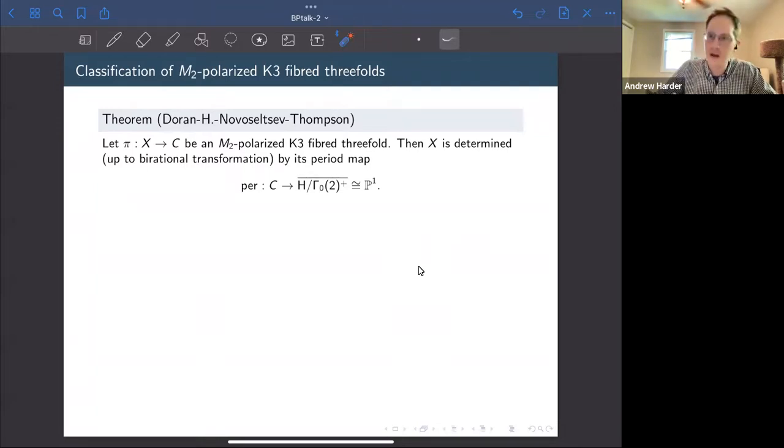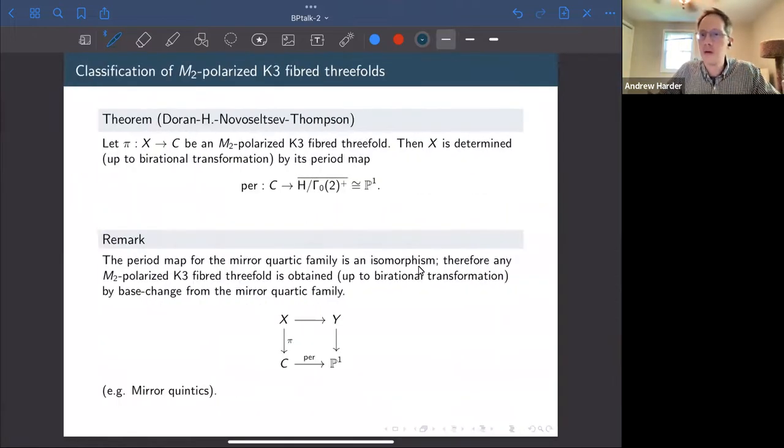If I had done the same thing with elliptically fibered surfaces, this would not be true. The period map of an elliptic fibration doesn't determine the elliptic fibration. It determines it up to a choice of monodromy representation. But in this case, there are particularities with respect to the monodromy representation that mean this is actually true here. So we can determine the Calabi-Yau threefold, or the threefold in general, by this map.